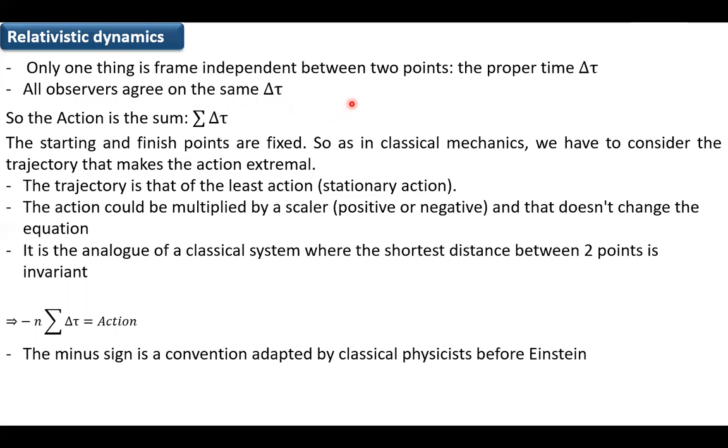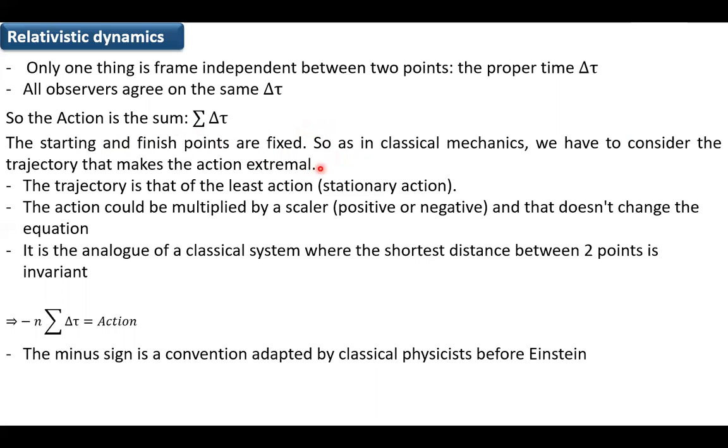So if we have several intervals on the trajectory, the total action would be the sum of all these small actions. They have to be a function of delta tau, because delta tau is the only invariant to be used in this calculation. So the starting and finish points A and B are fixed. By analogy to classical mechanics, we have to consider the trajectory that makes the action extremal.